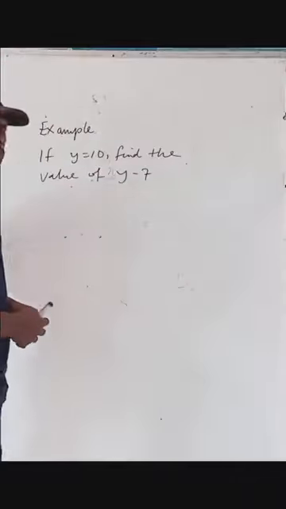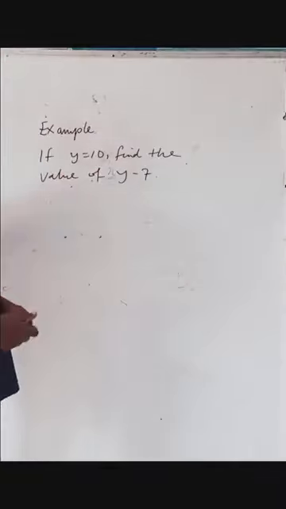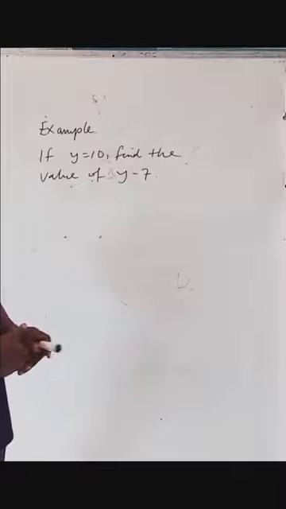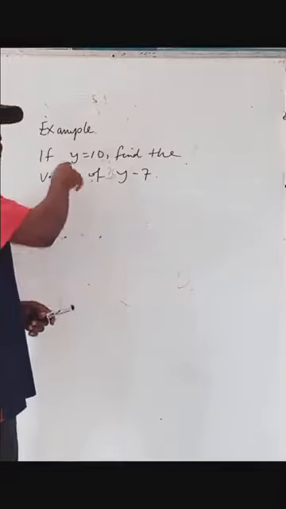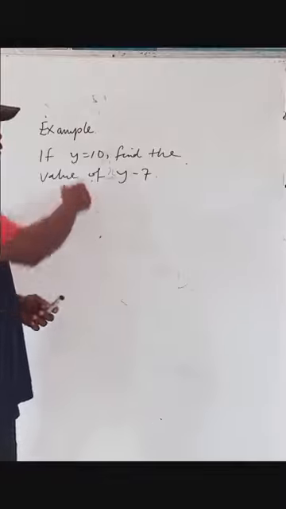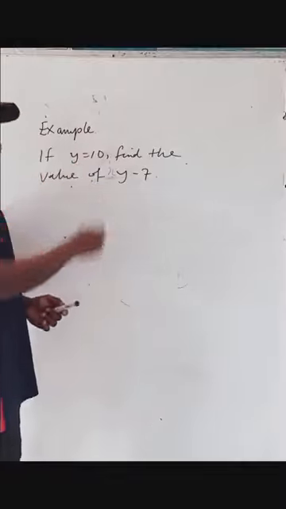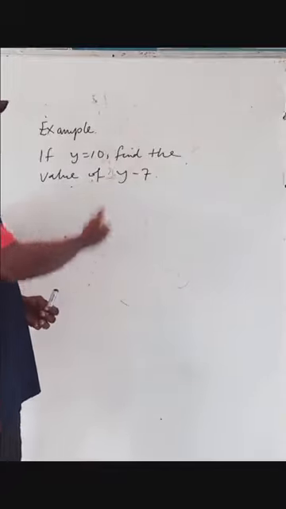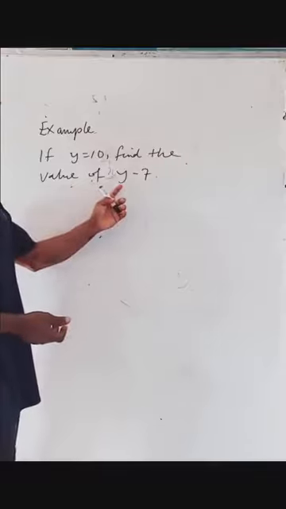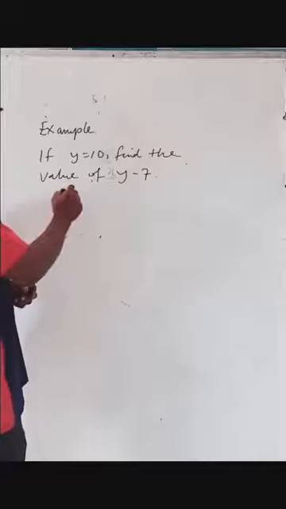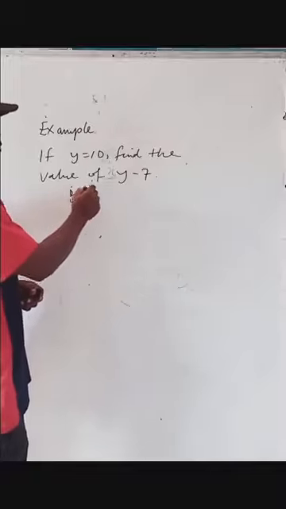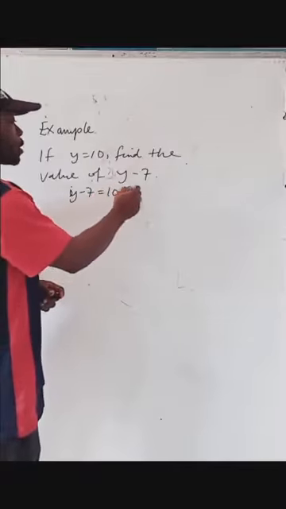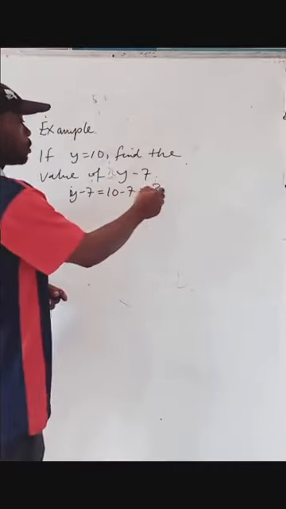Let's look at this example. If y is equal to 10, find the value of y minus 7. Now, y is a variable, and the value of the variable y is equal to 10. So in this expression, we are going to use 10 to replace y. Therefore, y minus 7 is equal to 10 minus 7, which is equal to 3.